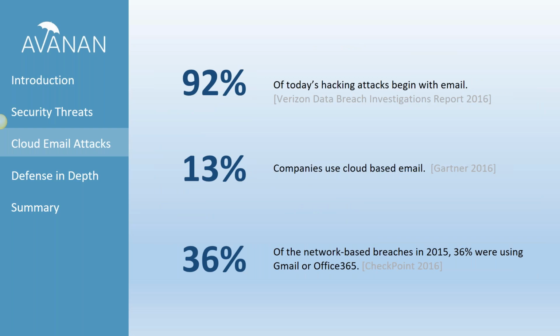Here's another striking fact: 92% of all hacking attacks begin with email. 13% of companies are using cloud-based email like Google Mail, Gmail, and Office 365. But those companies are 3 times more likely to have their security breached by using cloud email, which is really scary.